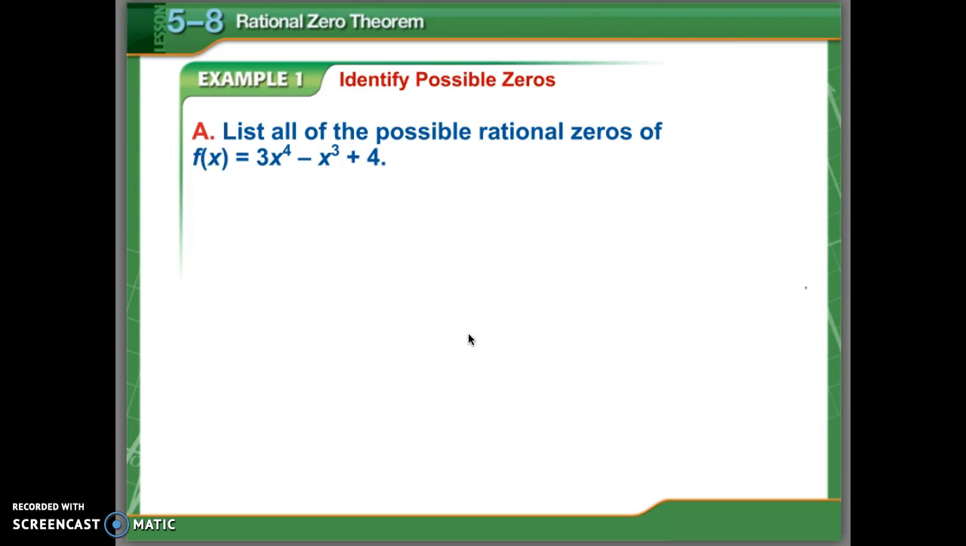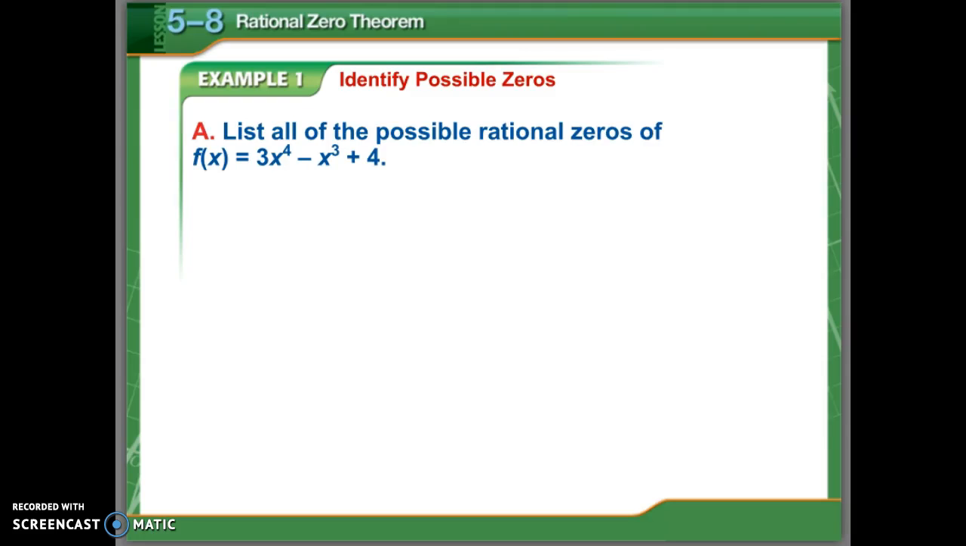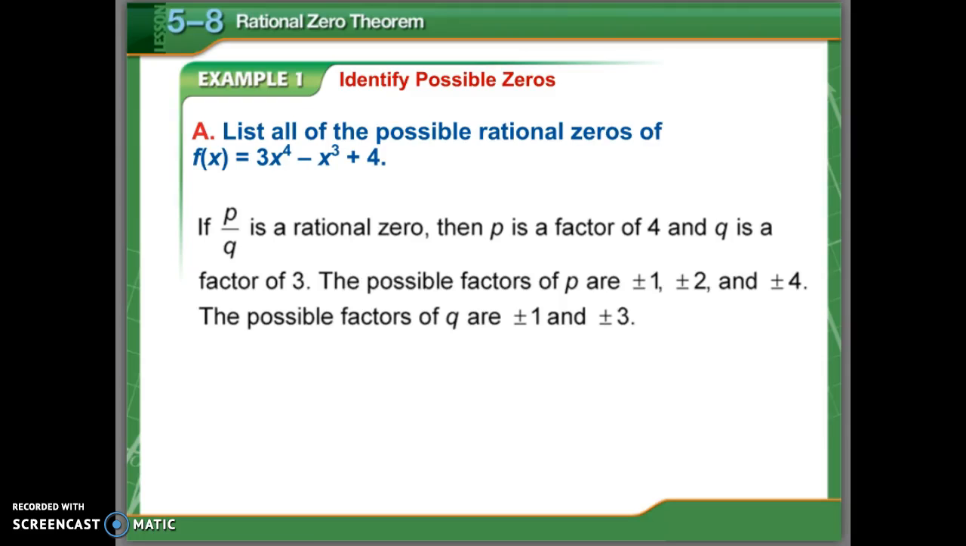So in our first example, all we're going to do here is identify all the different possibilities that might be the zeros of a function. So we've got the function 3x to the fourth minus x to the third plus 4. So first we need to find our q and our p. So p is 4, so we need all the different factors of 4, and q is 3, so we need all the factors of 3.